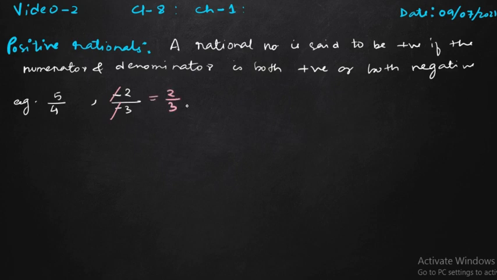Because we can cancel this minus and our ultimate fraction will be 2 by 3. Okay, so this type of fractions are known as positive fractions, or we can say 4 by 8 also, this type of fraction.